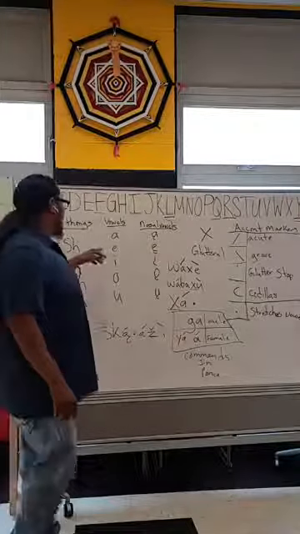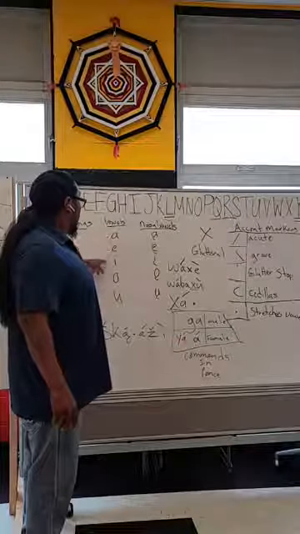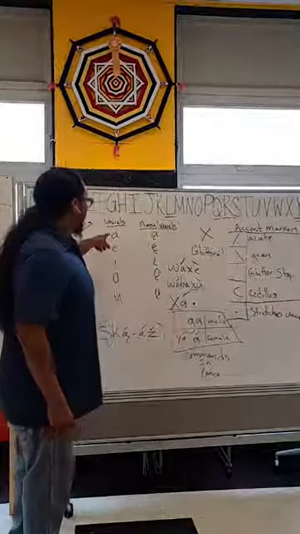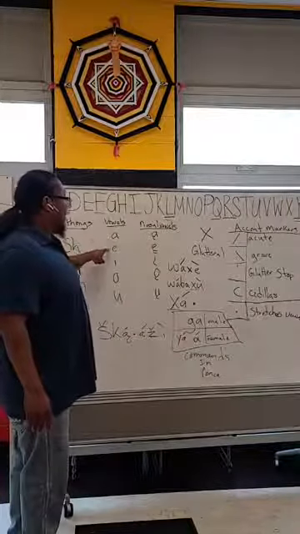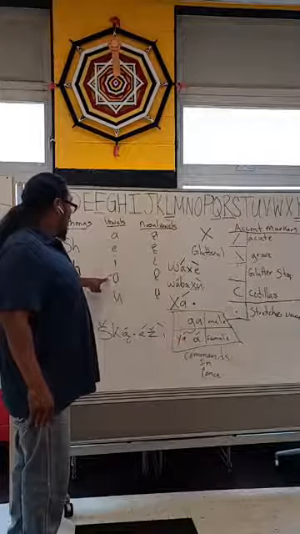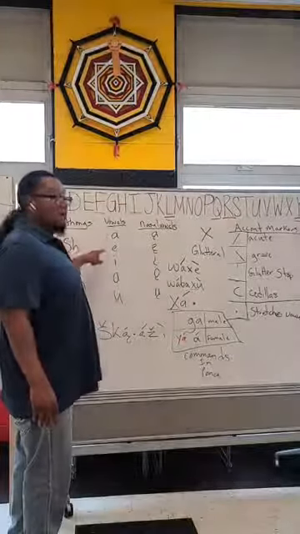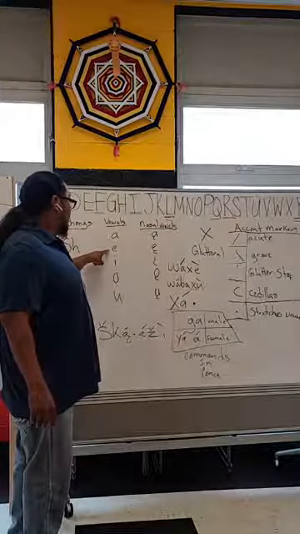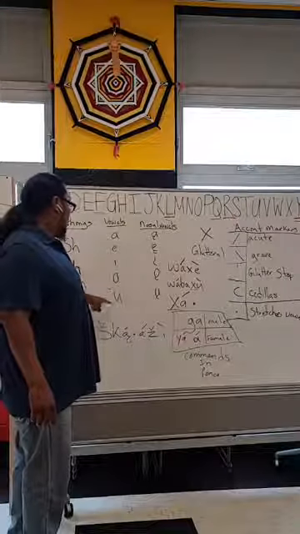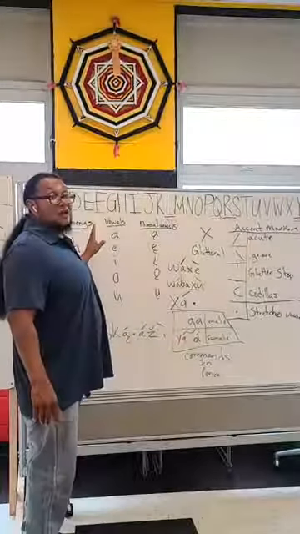Then we have our five vowels in Ponca. In English, it's the A, the E, the I, the O, and the U. But in Ponca, they don't make that sound. This is A, E, O, U.